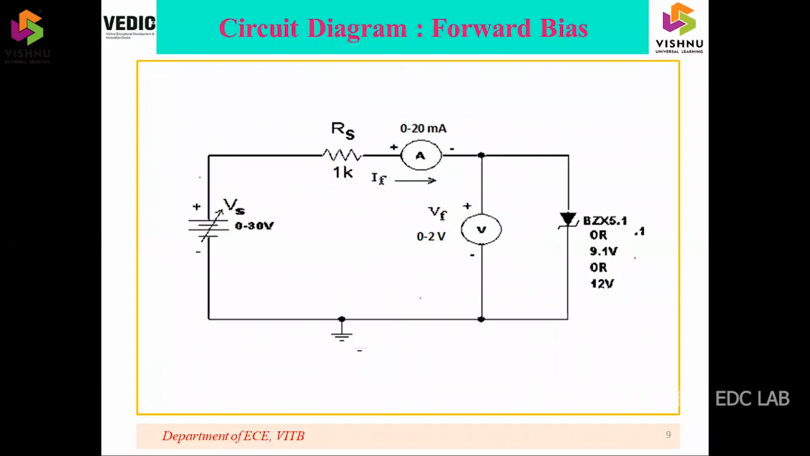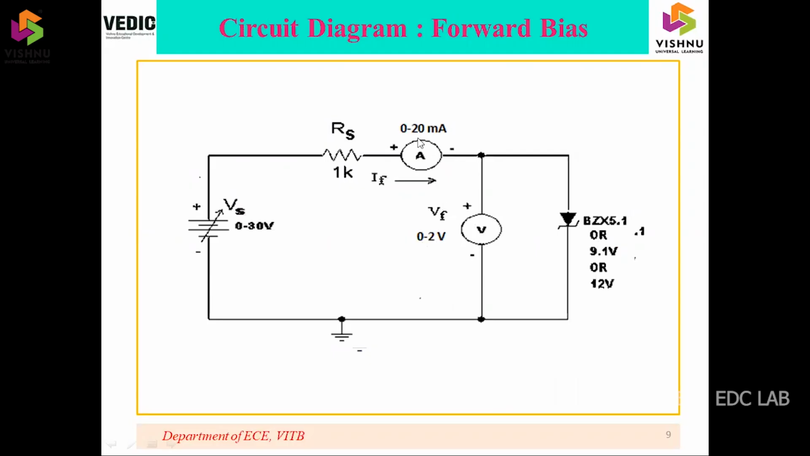This is the circuit diagram for forward bias, and here we are using a 9.1 volts breakdown voltage Zener diode, and the anode of this Zener diode is connected to positive terminal of the supply, and the cathode of the Zener diode is connected to negative terminal of the supply. And a voltmeter of range 0 to 2 volts is connected across the Zener diode so as to measure the voltage across the Zener diode.